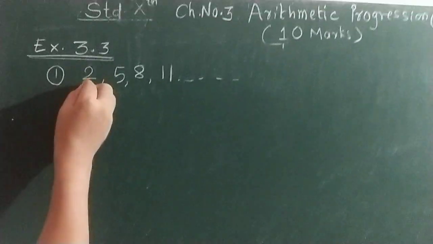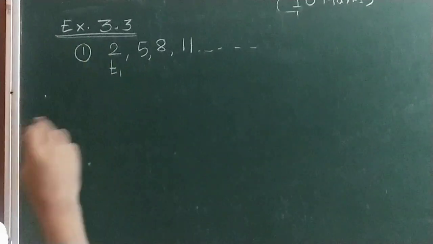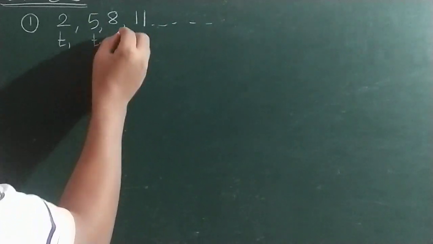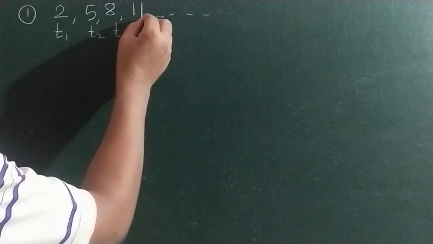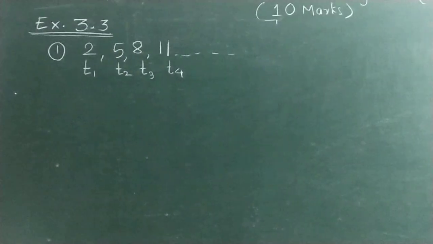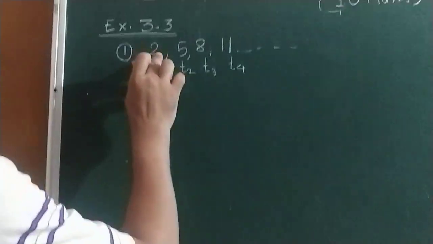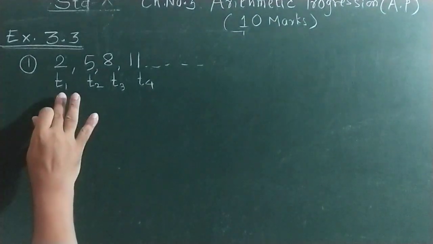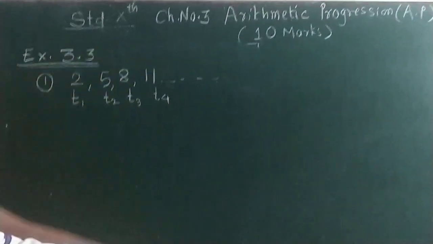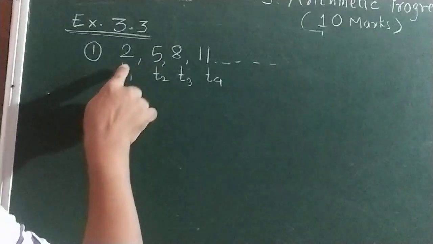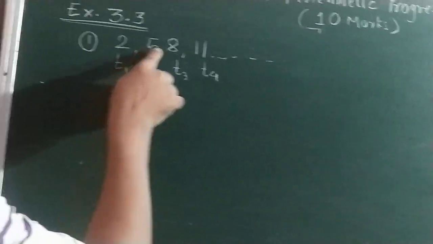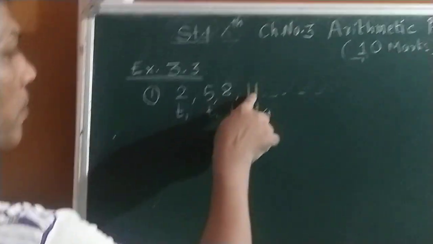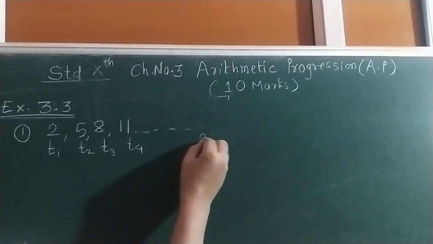What is the first term here? Obviously 2, T1. Then T2, T3 and T4. These are the four terms which are written on the blackboard. So if somebody asks, what is the sum of all four terms? Then what is your answer? 2 plus 5, 7, 7 plus 8, 15, 15 plus 11, 26.